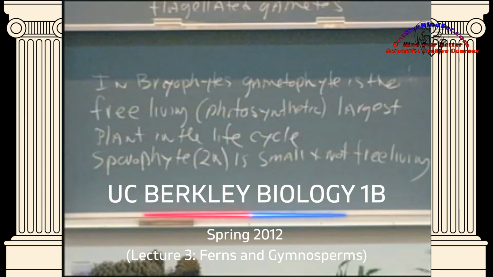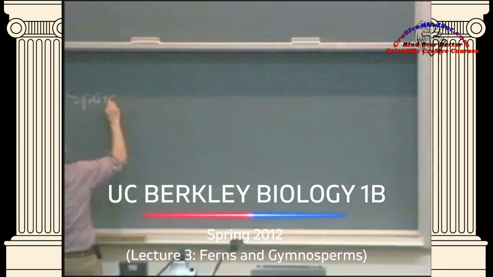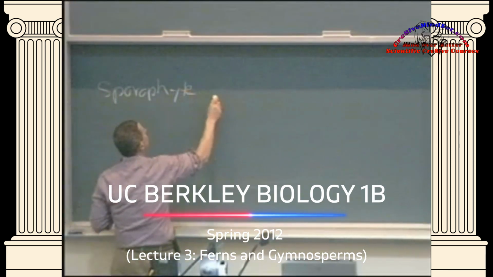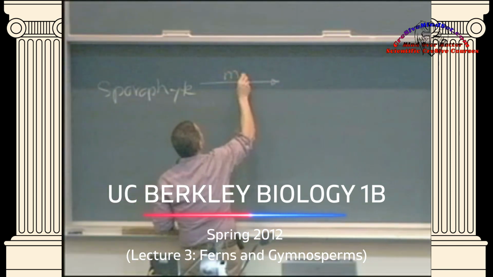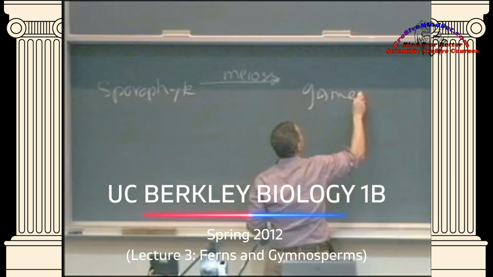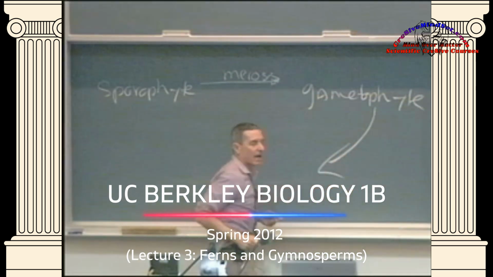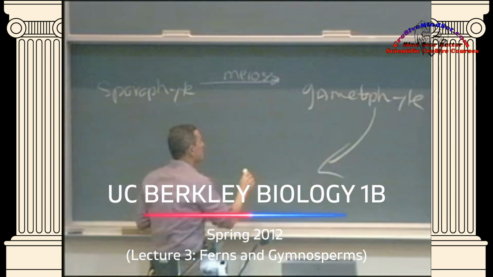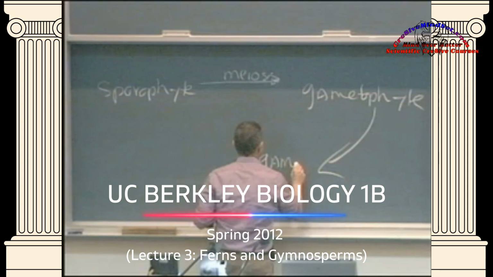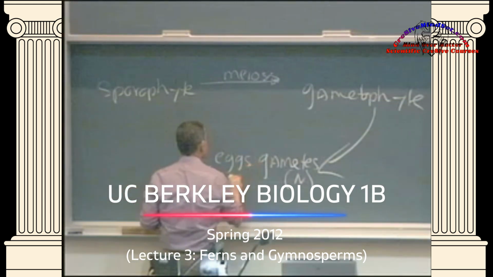So let's look at the bryophyte life cycle, and we're going to go from the sporophyte. We'll start with our same place which we had before. Go through meiosis to the gametophyte. The point that I would like to make here again is the gametophyte makes gametes, which are N. And the gametes are eggs and sperm.